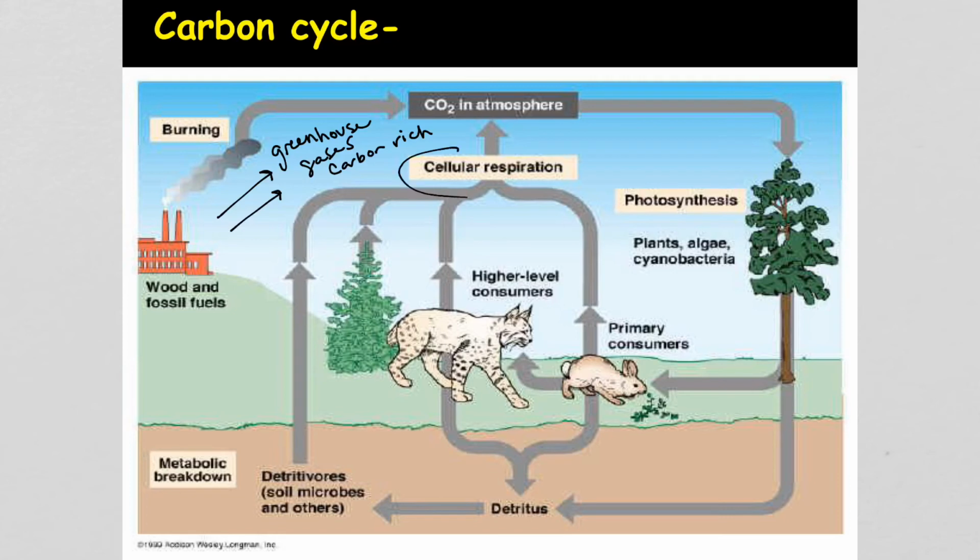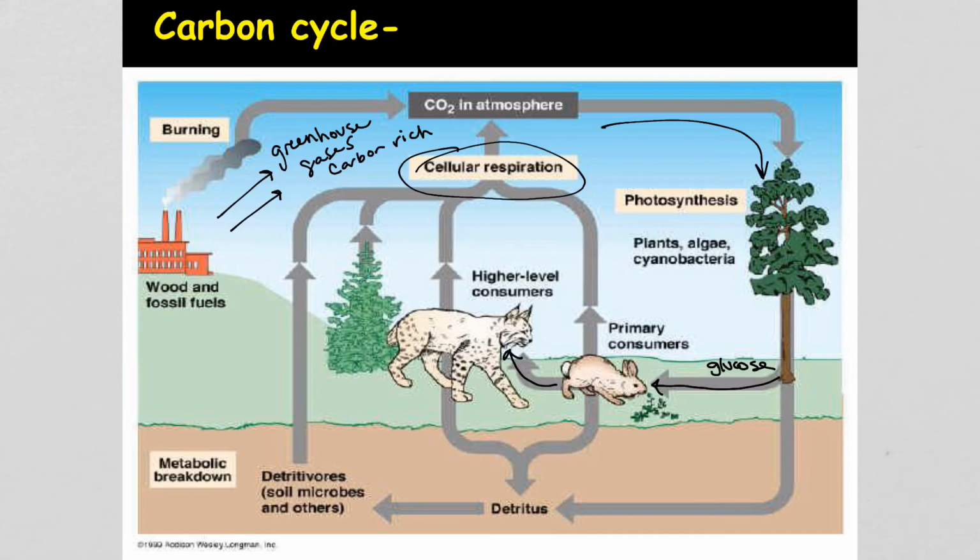And then cellular respiration is going to release carbon dioxide, which we just discussed. Photosynthesis is going to utilize carbon dioxide. It's going to be drawing it out of the atmosphere and then turning it into glucose. And as glucose, it's going to be consumed by primary consumers, then by higher level consumers, and that's what we just looked at in the food chains, food webs, and trophic levels.